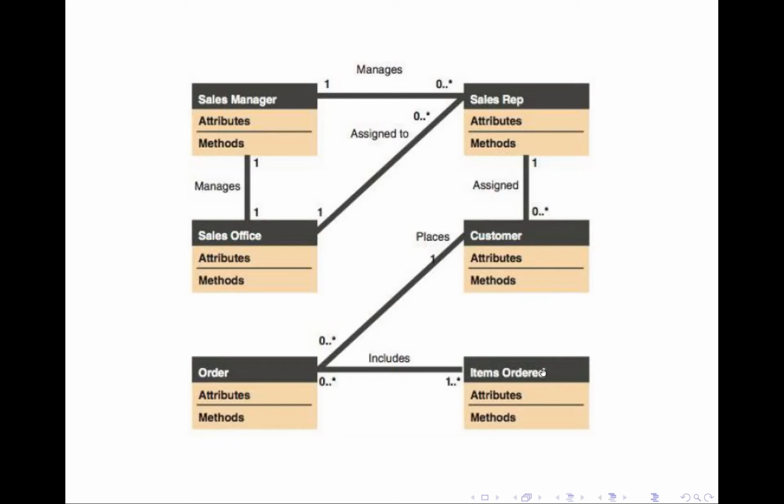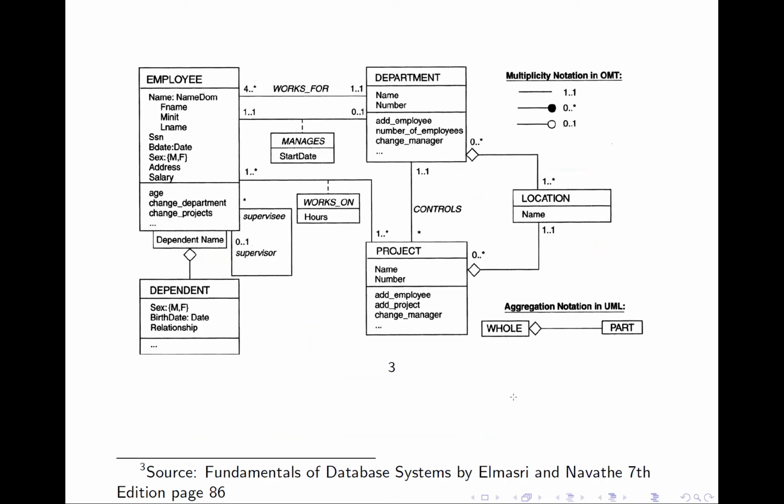An order contains multiple items. So that means in an order, you will have one or more items. And items may belong to 0 or more orders, right? That means there could be some items that may not belong to any of the orders. So this is how we can represent the class diagrams.